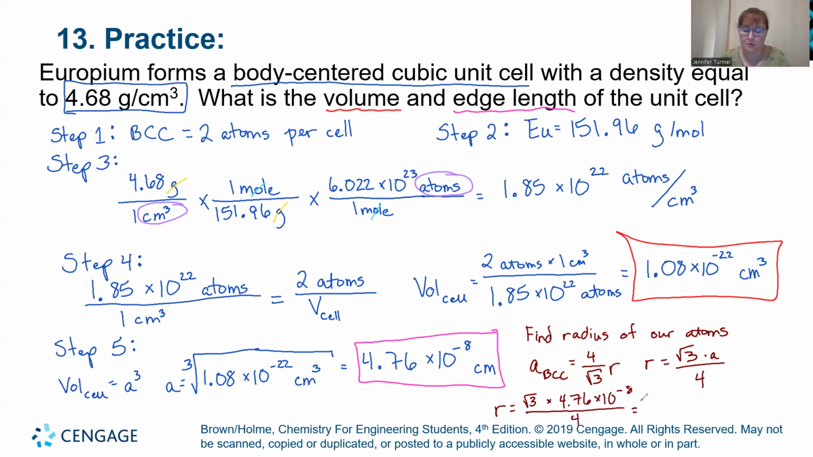Okay, and I can calculate that by doing root 3 times 4.76 times 10 to the negative 8th. All right, divided by 4. And that will get me a value of 2.06 times 10 to the negative 8th centimeters.